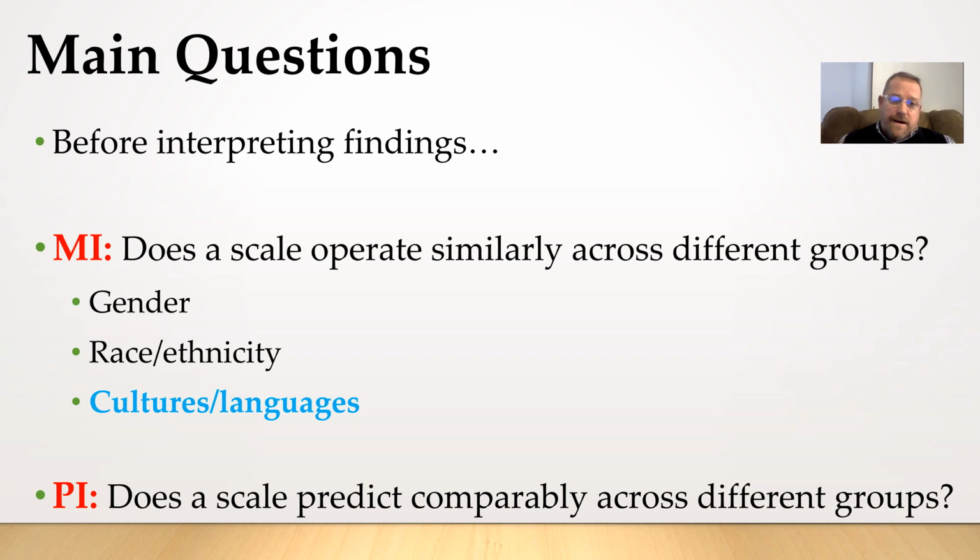There's a separate kind of invariance, and that's predictive invariance. And that's really asking, does a scale predict comparably across different groups? So this is important if you're using SAT scores to evaluate people for acceptance into college, or GRE scores for acceptance into grad school. Even if it's measurement invariant, if it doesn't predict equivalently across groups, then it would be dangerous to use.